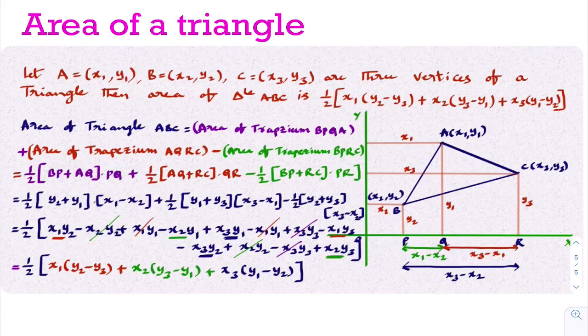Now you see the area of trapezium AQRC. Where is AQRC? This trapezium. What is the area of this trapezium? Half into sum of parallel sides into distance between parallel sides. You look here, half into AQ plus RC. Look here, these are the parallel sides, AQ plus RC into the distance between these parallel sides, which is QR. That is what I have written.